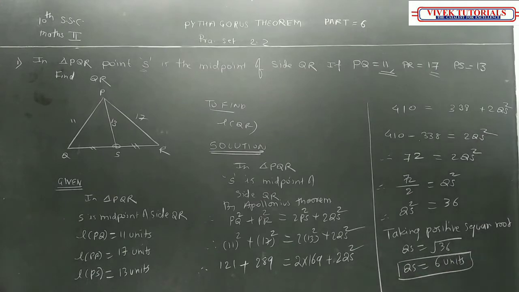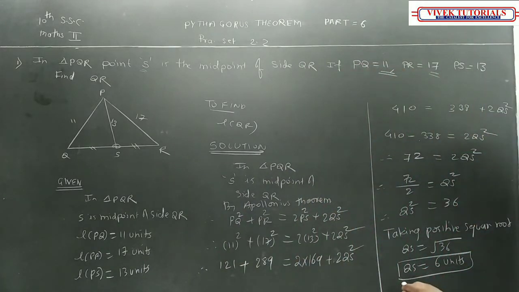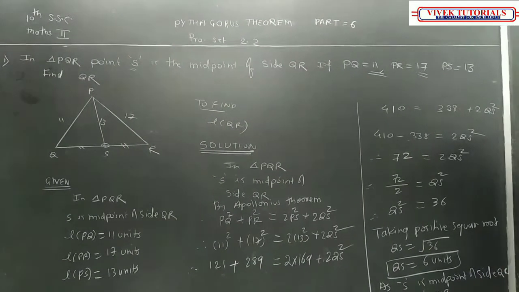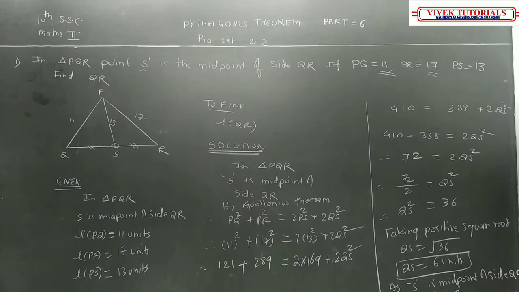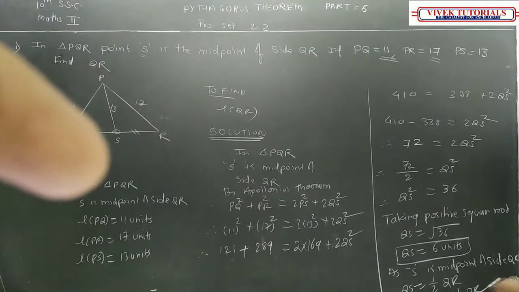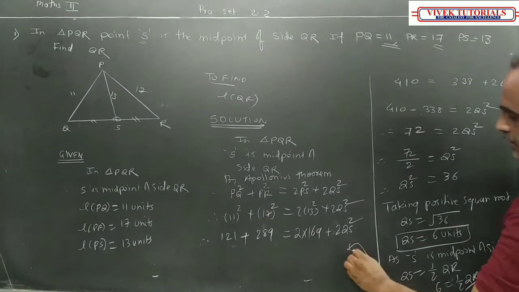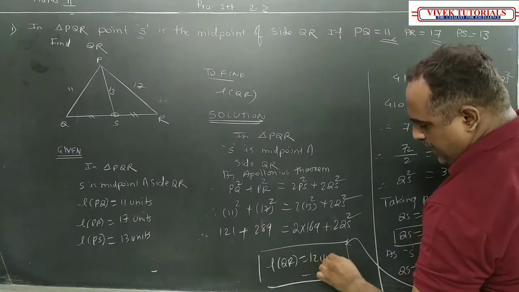But they have not asked you QS, they have asked you QR. So what are you going to write? As S is the midpoint of side QR, what I can write? QS is equal to half of QR, or 6 is equal to half into QR, or length QR is equal to 12 units. So I would write QR is equal to 12 units. What is the final answer? Length QR is equal to 12 units.